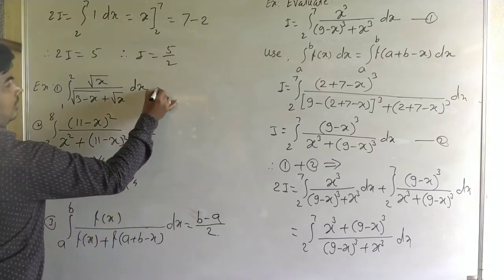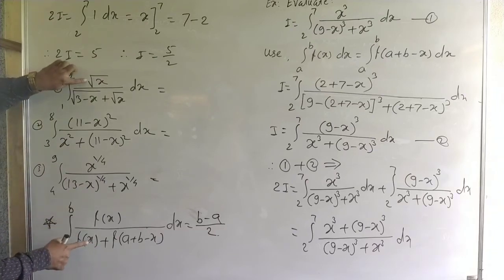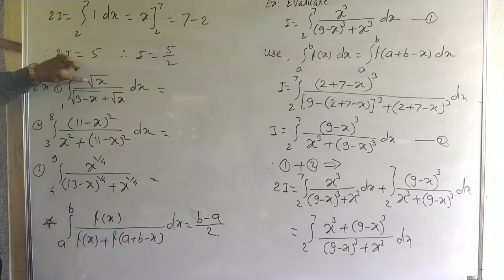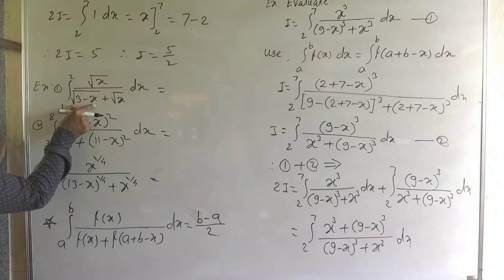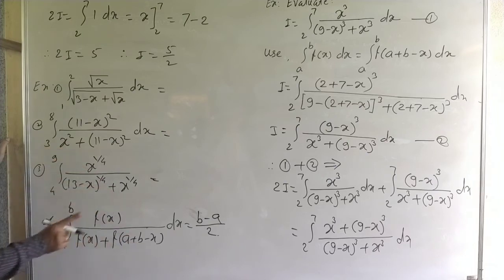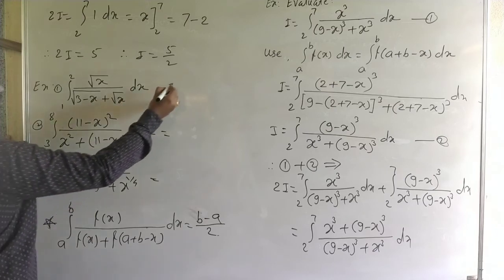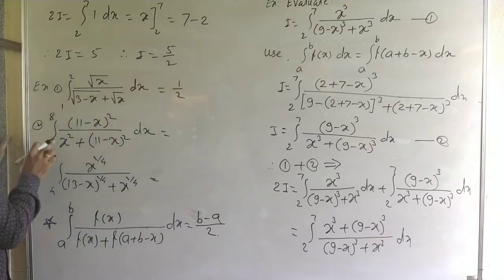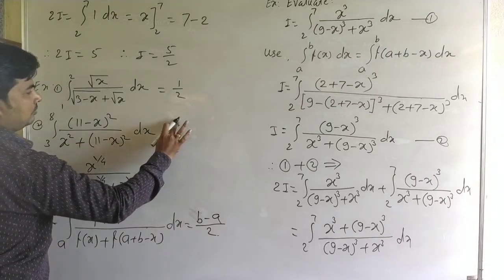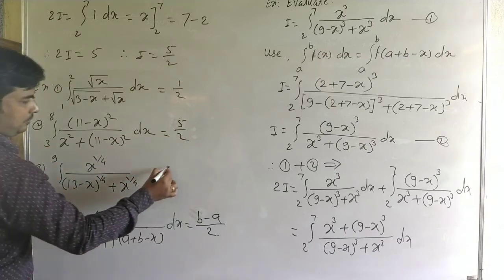Now in which form are all these answers? They fit this form: f of x upon f of x plus f of a plus b minus x. Again here f of x, and it is f of a plus b minus x. And yes, the answer is b minus a upon 2. For the first, the answer is 2 minus 1, 1 by 2. For the next, 8 minus 3, it is 5 by 2. 9 minus 4, again 5 by 2.